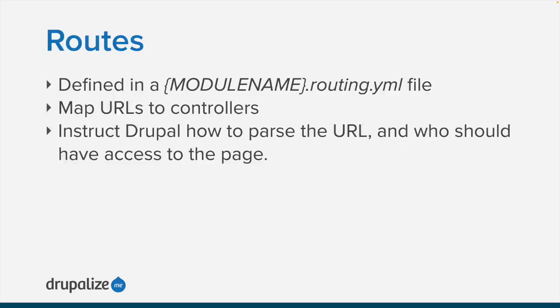And now for a little bit more detail. Routes are defined by modules in a module name.routing.yml file. A module can define any number of routes, each as an entry in the same routing.yml file. Routes also provide Drupal with information about how to parse the URL and extract information from it to pass along to the controller as arguments, and how to do other things like configure access control for the page.